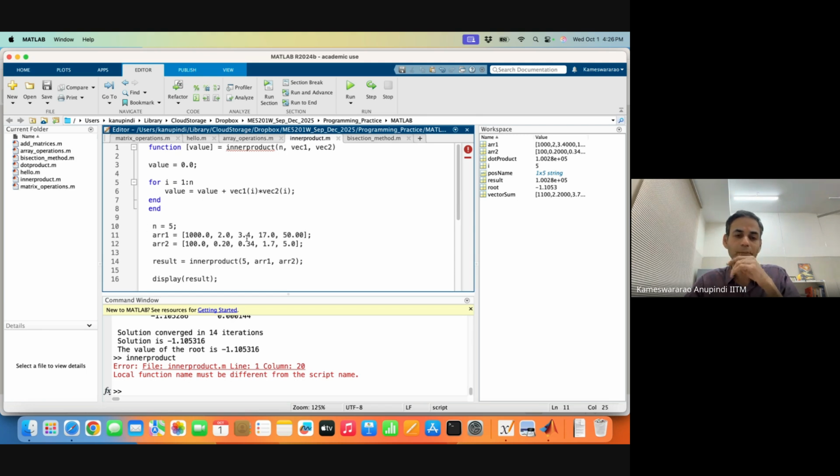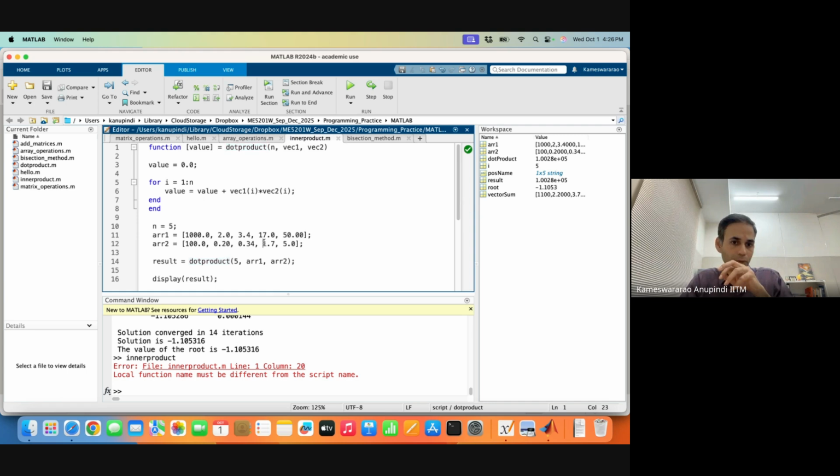Now, this is happening because I'm trying to use the function name as the script name. So let me change it to dot product. That is my function name. My script name is inner product. So let me call this dot product. So we should be able to make sense out of the errors that it throws.